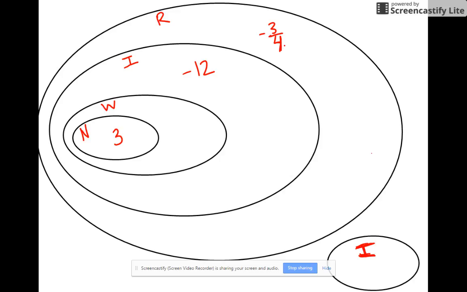And what about the number 0? 0 is that very special number, neither positive nor negative, so it goes in the whole numbers.